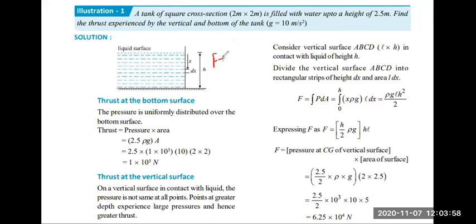So let's see. We know that if pressure is varying, force is equal to integration of P dA. Yes or no? And where dA is length into dx, this small elemental area I'm taking. So integration of this P, we know that the formula of pressure at any point x from the top is rho gx, yes or no? And the area of this elemental part is length into dx. Anyone have any issue in this? I've just written a basic formula. Anyone have any issue?